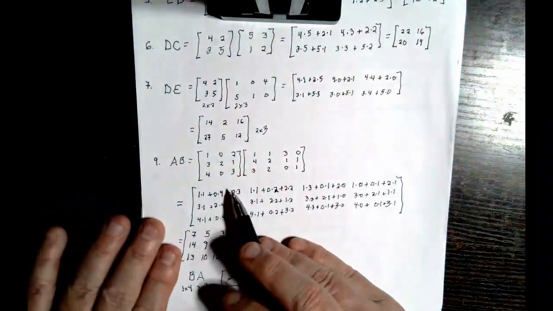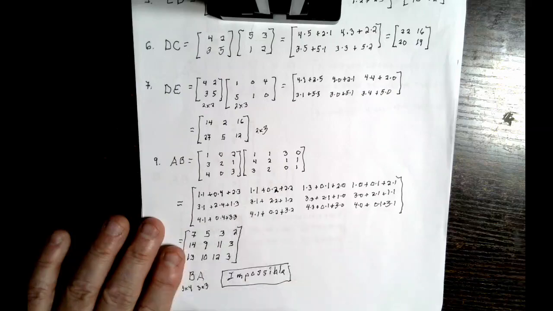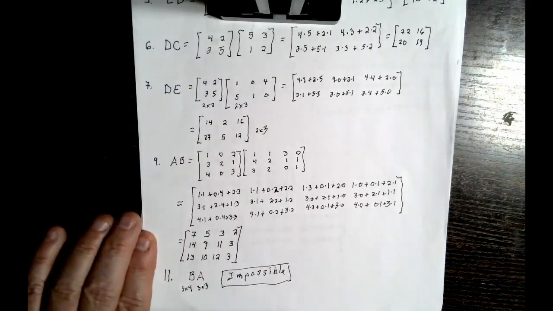And you can do the same thing with AB, which is even harder because you got 3 rows and 4 rows, or 3 by 3 and 3 by 4. You're going to have a lot of answers here. Okay.